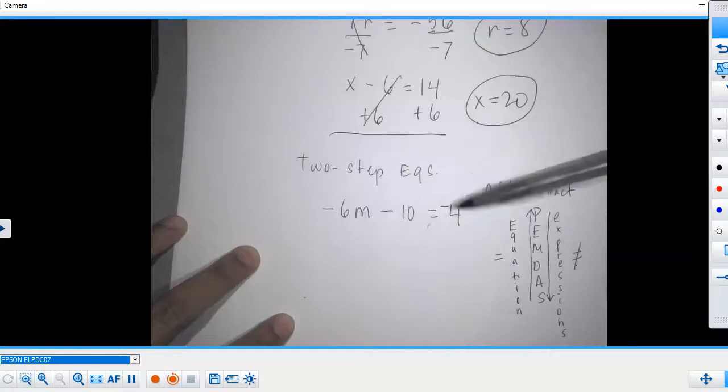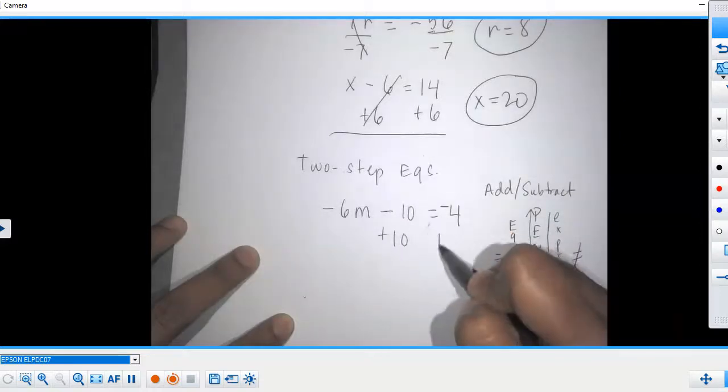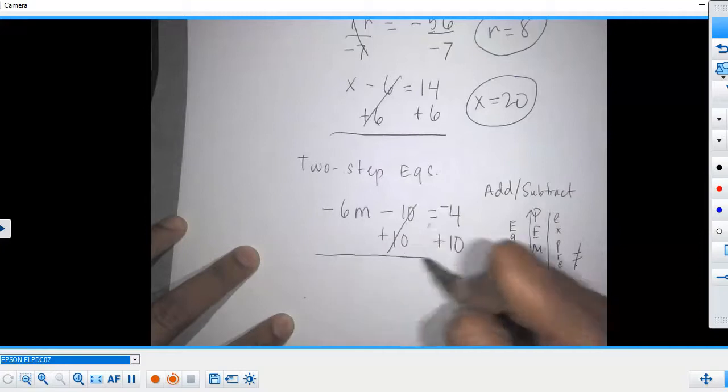All right, so the first thing I'm going to look at is I want to get rid of this minus 10. So I'm going to add 10, doing the inverse operation to both sides. And that's my first step.